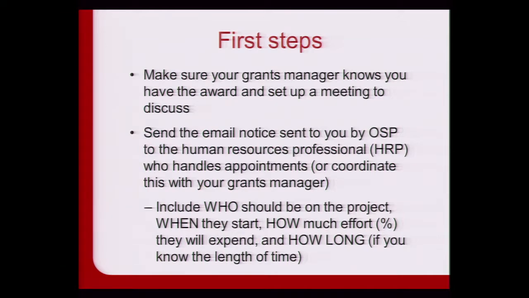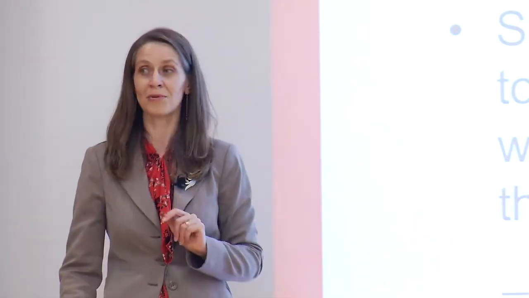OSP is going to send you an email notice. Hey, we got your award set up. Here's your project number. This is the magic number you need to spend, okay? Make sure that gets to the right people. Your grants manager needs to have that. If you don't have a grants manager, make sure that HR knows about it. They need to know what your award number is too, because your HR manager needs to know who to appoint to the project. So they need to know who should be on the project, when they should start working on the project, and at how much effort they should be on the project.